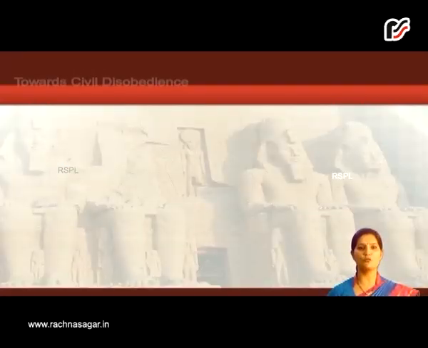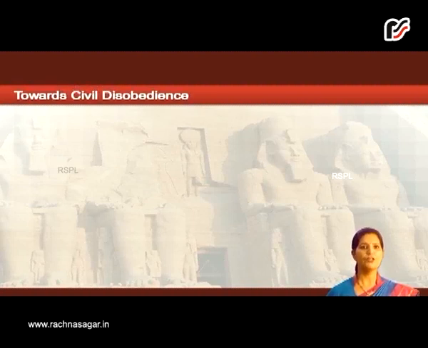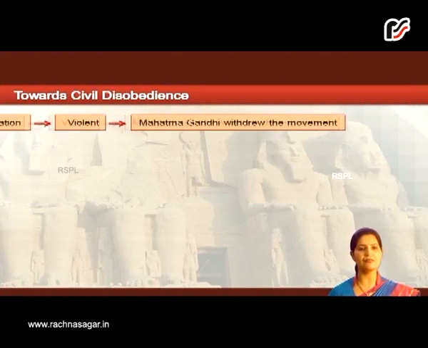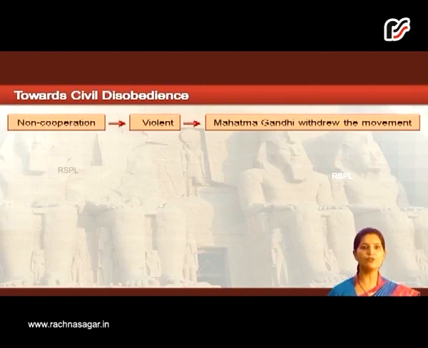Towards civil disobedience. Since the non-cooperation movement was turning violent at many places, Mahatma Gandhi decided to withdraw the movement in February 1922. Many leaders in Congress wanted to participate in the council elections set up under the Government of India Act 1919. The Swaraj Party was formed within the Congress by C.R. Das and Motilal Nehru for a return to council politics.